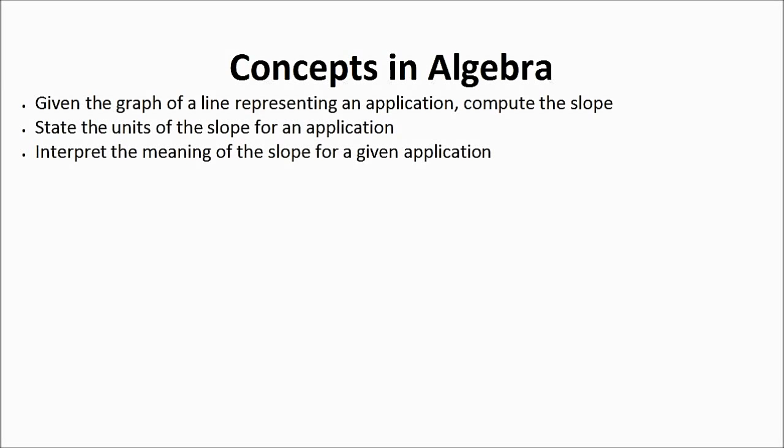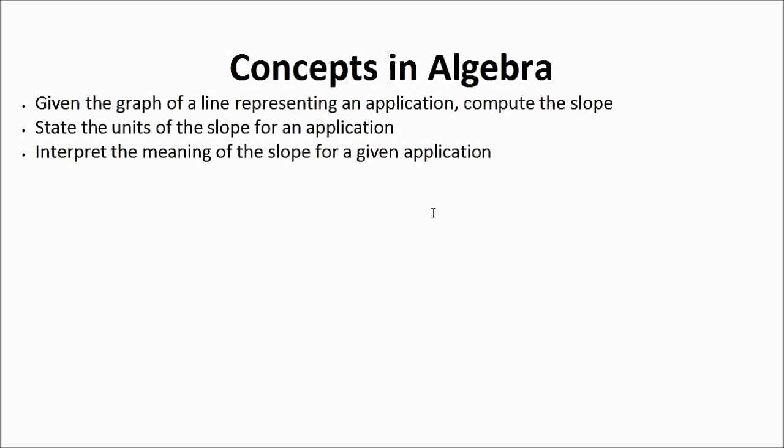In this video, we're going to tackle concepts in algebra. Specifically, we're going to tackle the idea of slope in applications. Three objectives here. We're going to be given a graph of a line representing an application. We're going to compute the slope of that line. We're also going to be required to state the units of the slope for that application. And then finally, interpret the meaning of the slope for that given application.